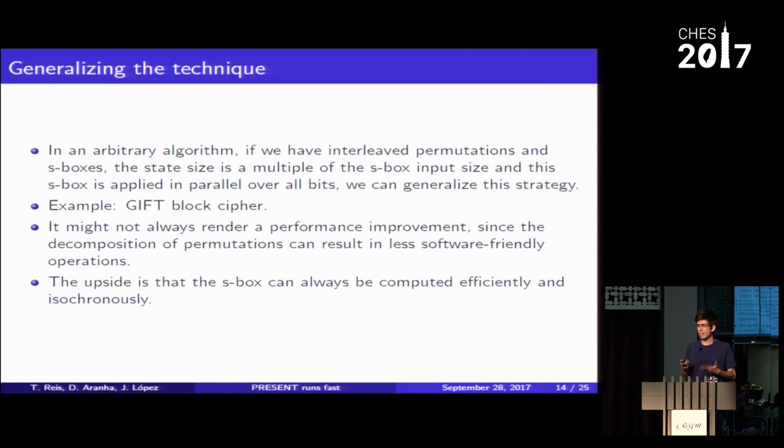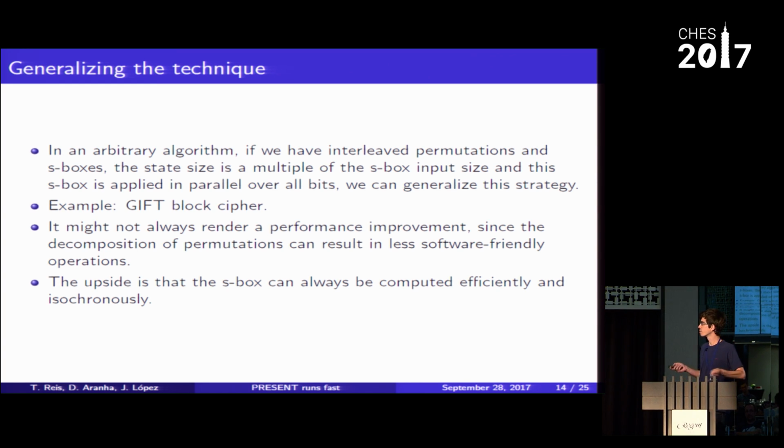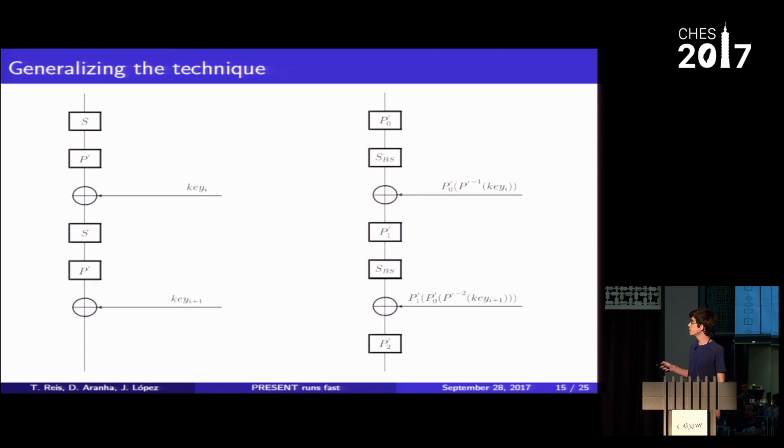Of course, depending on the original permutations, it might not render a performance improvement, because the modified permutations could turn out to be worse than the original ones, which is not what happens with PRESENT, but maybe for a certain design it would happen. But the upside is that the S-box can always be computed efficiently and isochronously. That is actually why we used the technique in the first place, to compute the S-boxes as Boolean formulas all in parallel.